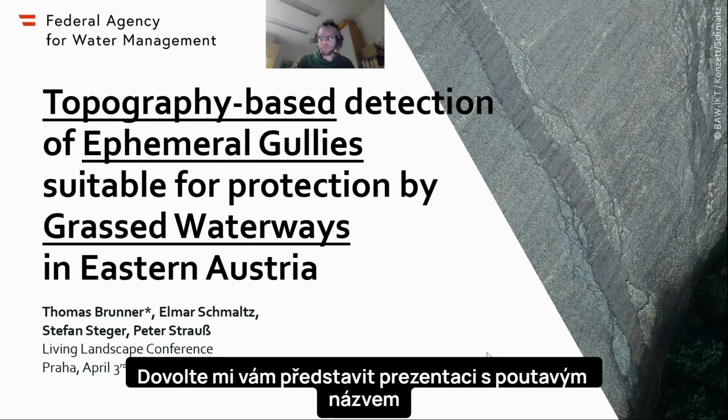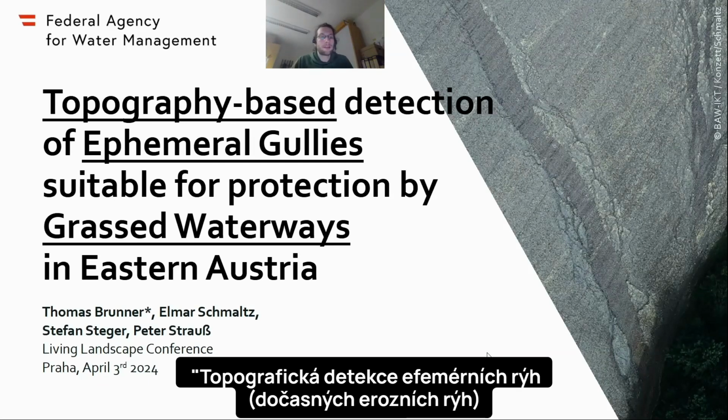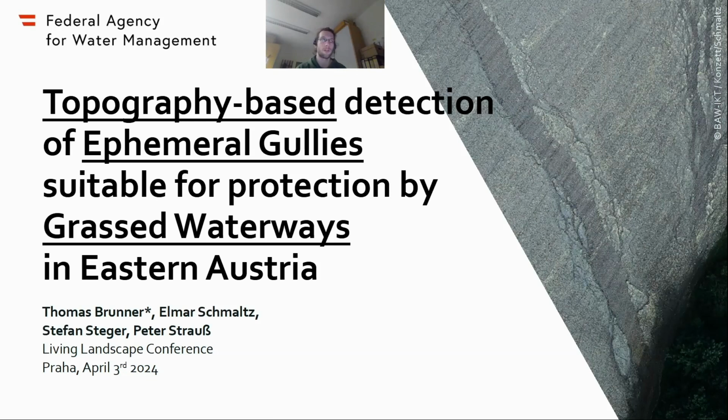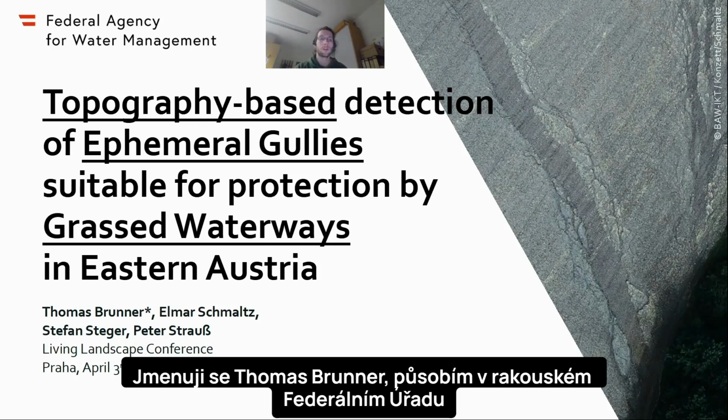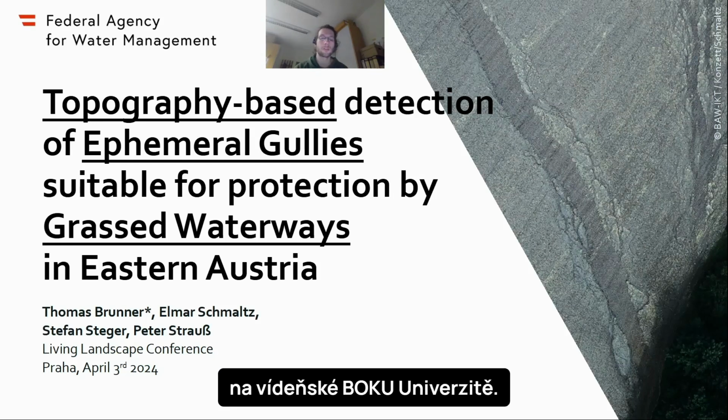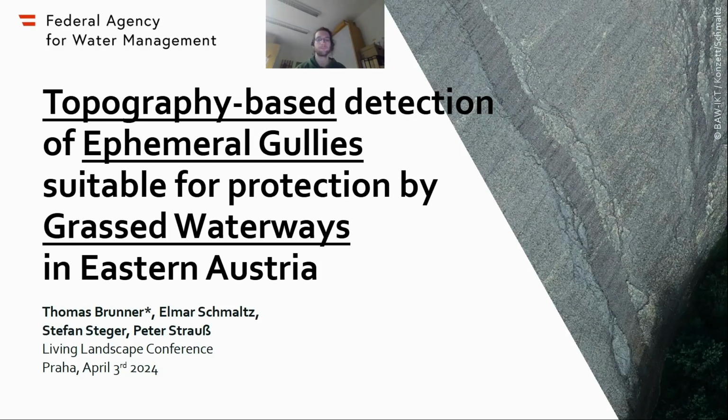Okay, welcome to my presentation with the beautiful title Topography-based detection of ephemeral gullies suitable for protection by grassed waterways in eastern Austria. My name is Thomas Brunner. I work at the Federal Agency for Water Management and I'm also a PhD student at Boku University in Vienna.